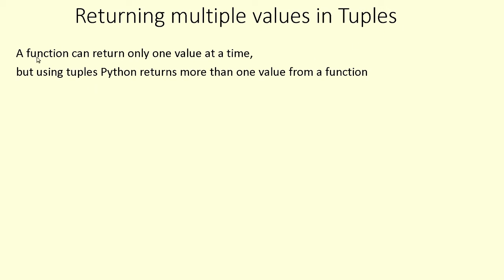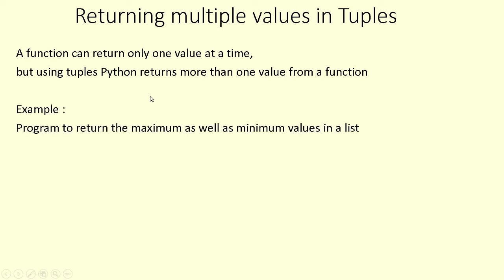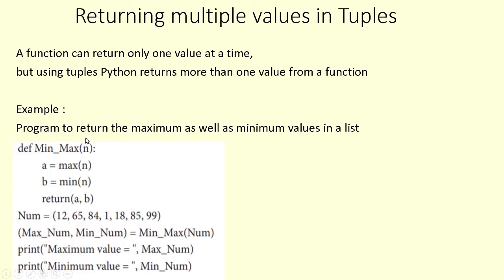The next concept is returning multiple values in a tuple. Generally a function can return only one value at a time. So a function is able to return only a single value. But if I want to return more values, we can make use of the tuple. So Python functions use tuples for returning more than one value from a function. So you will see how to return more values.